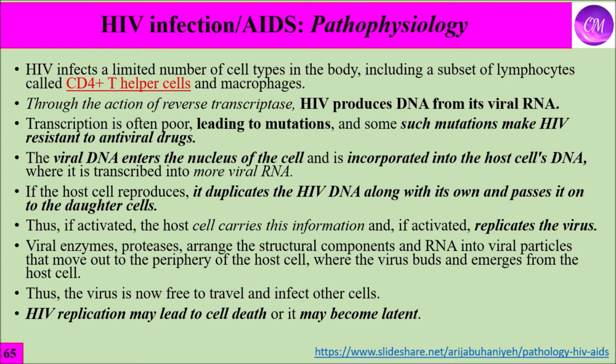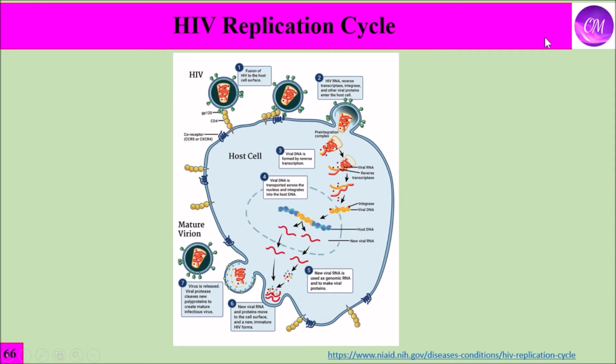Viral enzymes, protease, arrange the structural components and RNA into viral particles that move out to the periphery of the host cell, where the virus buds and emerges from the host cell. Thus, the virus is now free to travel and infect other cells. HIV replication may lead to cell death or it may become latent. And here you see the very fine illustration of the HIV replication cycle.